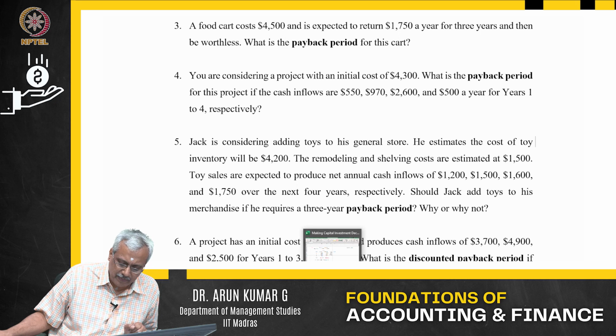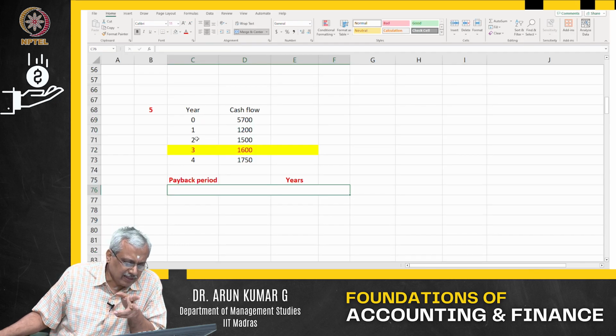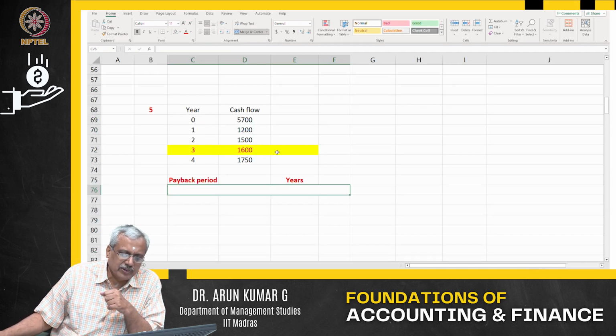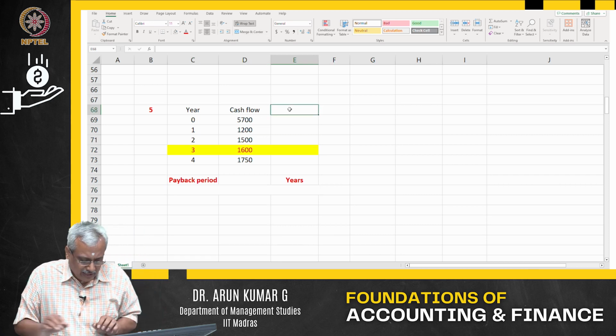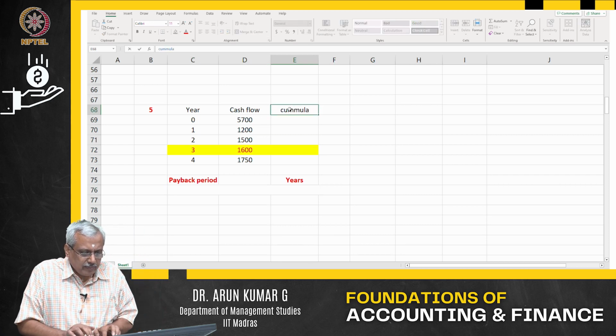Let's go to the Excel sheet. In the Excel sheet, I've got the years and the cash flows. Let me first calculate the cumulative cash flow.